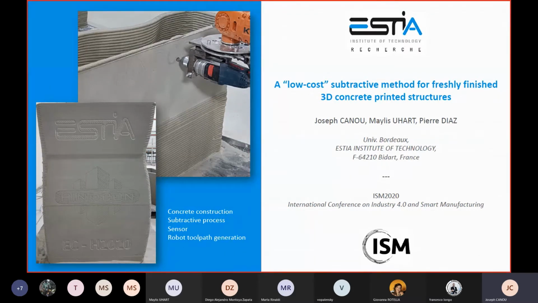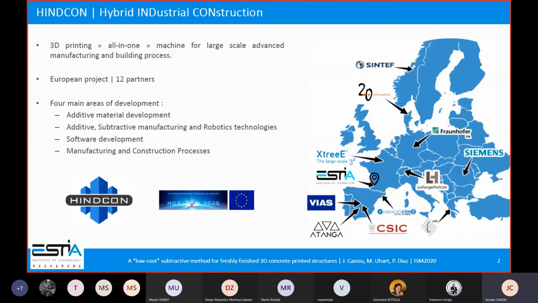So I'm going to present this paper, a project we worked on to develop a subtractive method for 3D printing using concrete. So maybe the first thing to say is that these developments were made in the frame of a European project called HINDCON, Hybrid Industrial Construction. The idea was to build a 3D printing all-in-one machine, so it means able to print, but also able to do some subtractive action, some machining for large-scale manufacturing process.